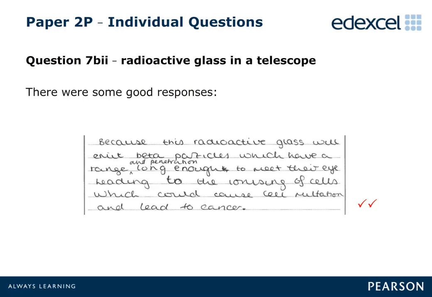There were some good responses to this question. 25% of them were like this one, which is worth 2 marks. Here, the student identifies a danger, cell mutation or cancer. The idea of a close range is also given.